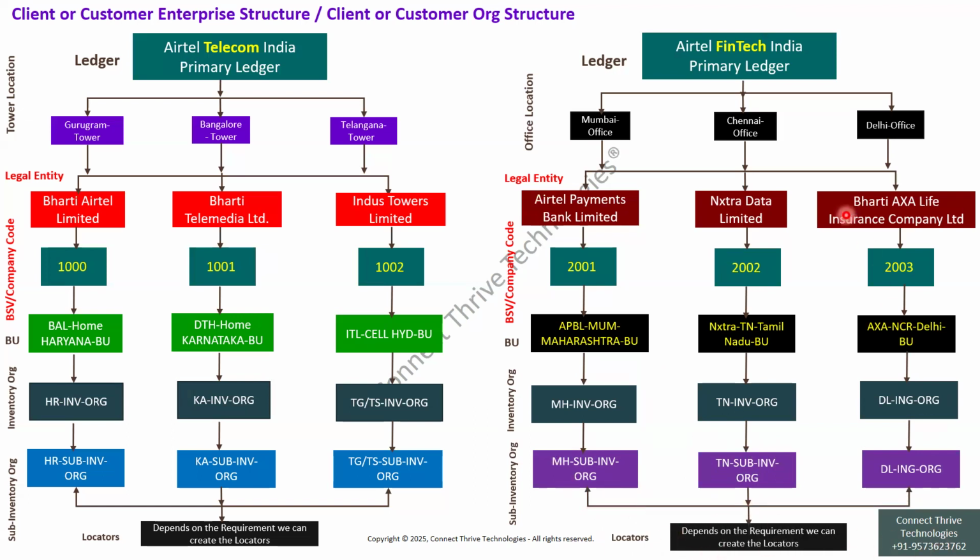Okay. So here also, these three legal entities are constant. If they are expanding the offices in multiple locations, maybe in future in Pune they may expand, they will not create one more legal entity, guys. These are nature of business wise, they created these legal entities. Under that, if you have multiple states, multiple locations, if you have operations, then accordingly we can increase the company codes, business units, inventory, sub-inventory, and locators. But these legal entities are constant.